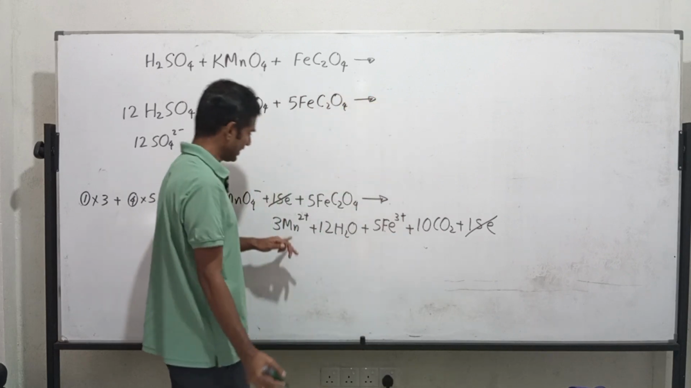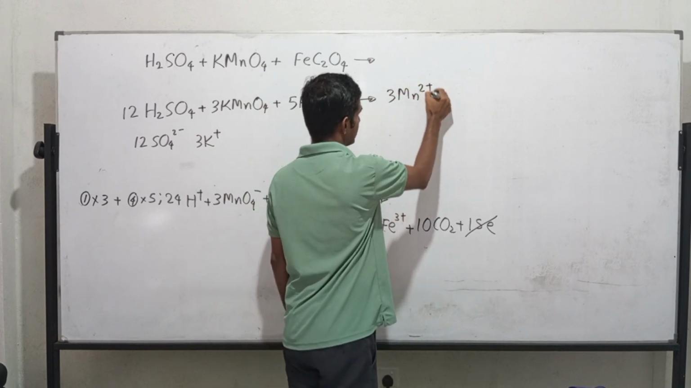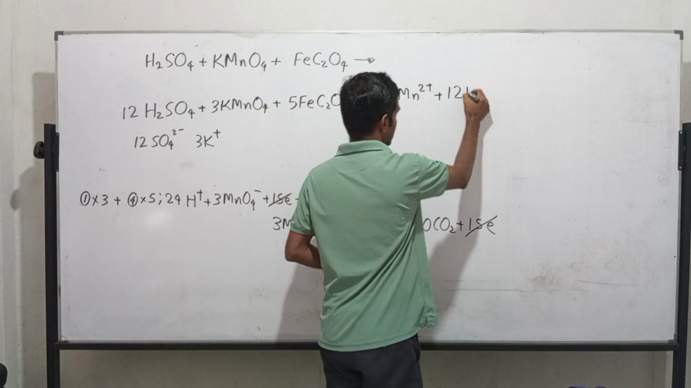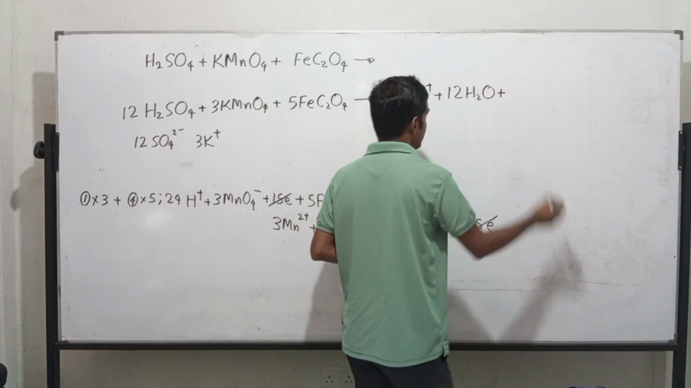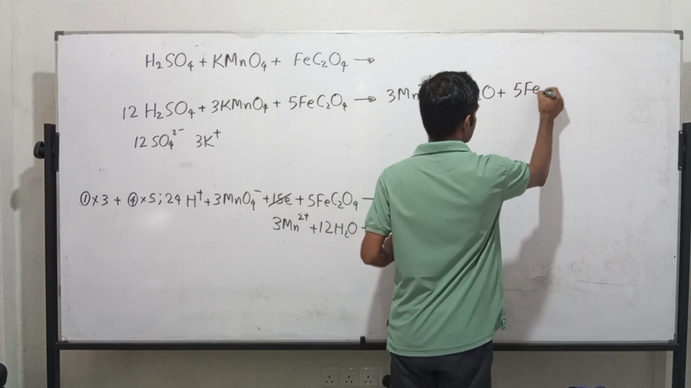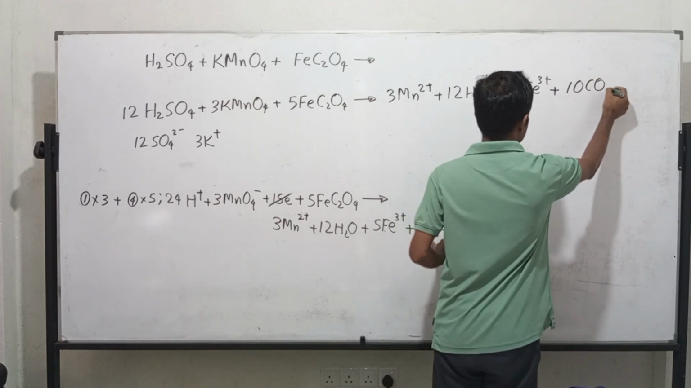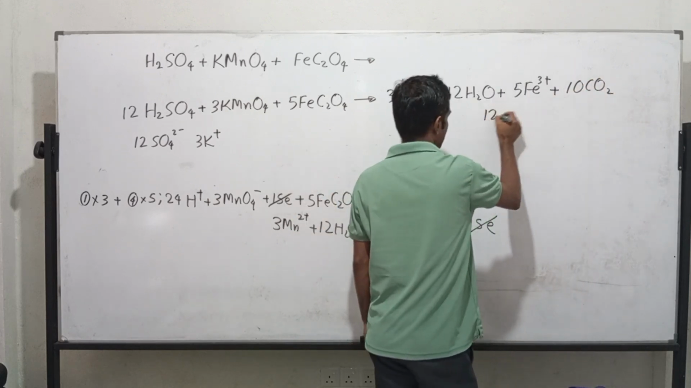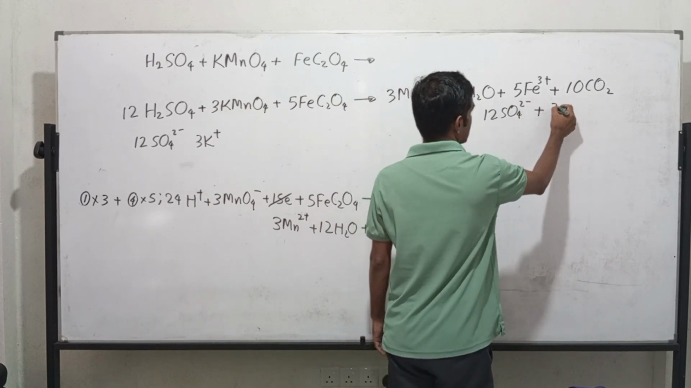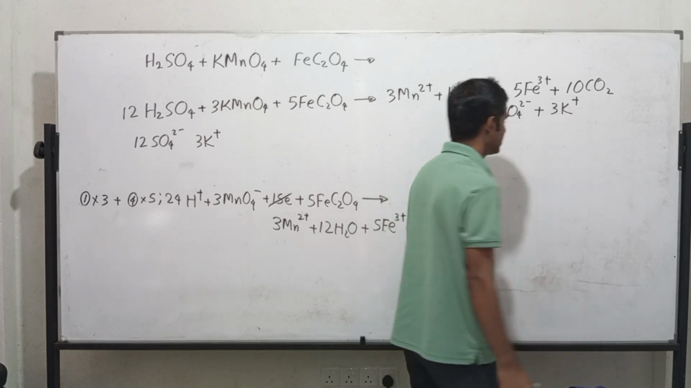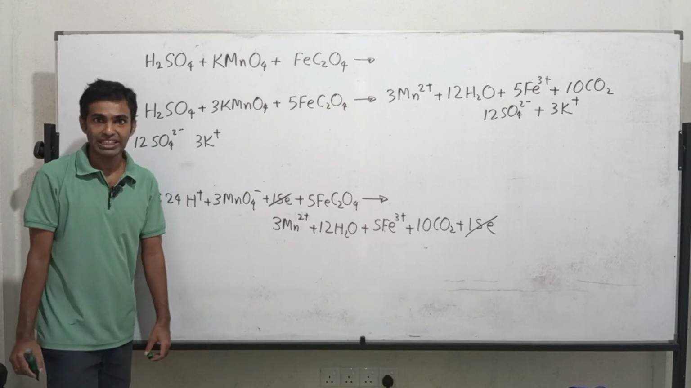Then what about the product side? 3 manganese ions. 12 water molecules. Then 5 ferric ions. 10 carbon dioxide molecules. And 12 sulfate ions with 3 potassium ions. This is the balanced chemical equation for the reaction.